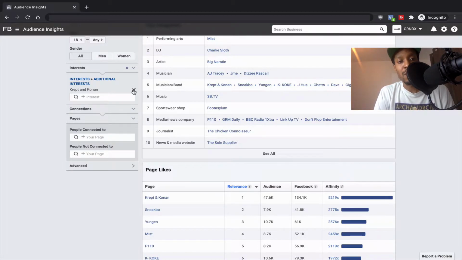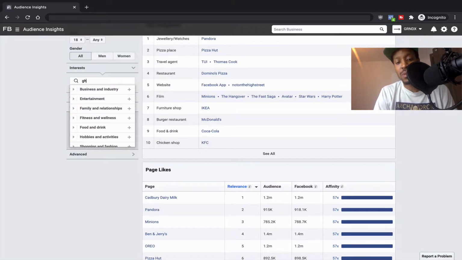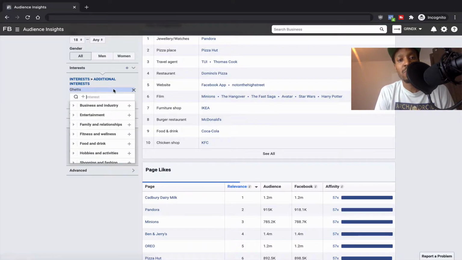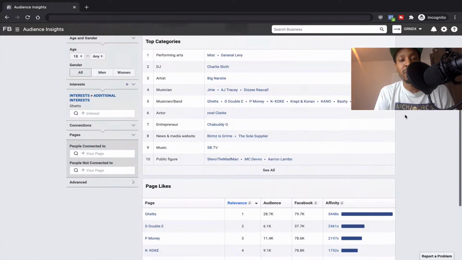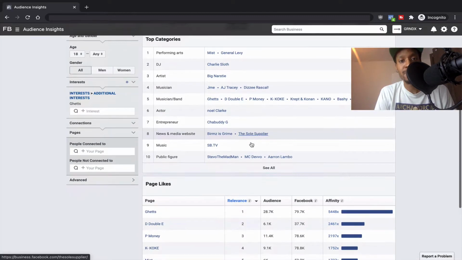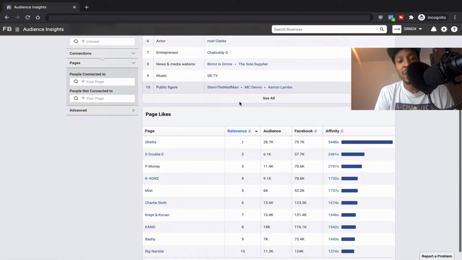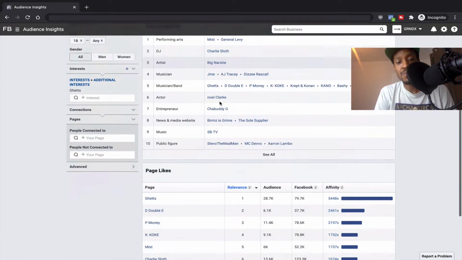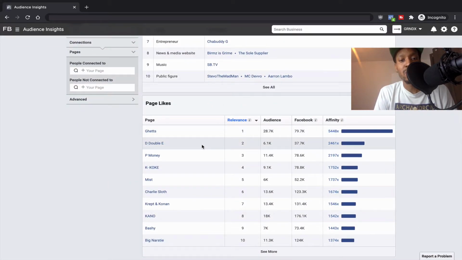So what we're going to type in here is we'll type in Gets because he popped up. Gets pops up. Let's see if we get any gigs. Gigs is here again. Kano's here. Krypton Conan's here. K Coke's here again. Charlie Sloth pops up again. Big Nasty, if you saw that at the top. And it's saying in the case of similarity, affinity wise, P Money is third. Mist pops up again. Charlie Sloth is here again. Krypton Conan is here again.